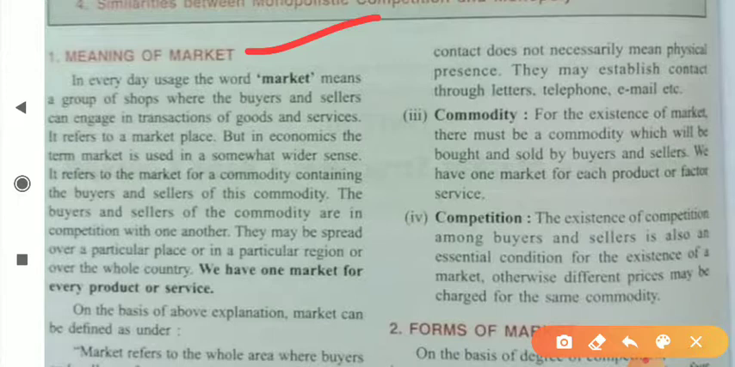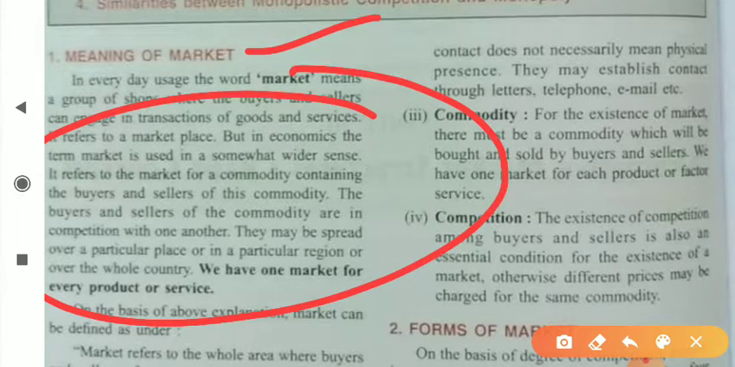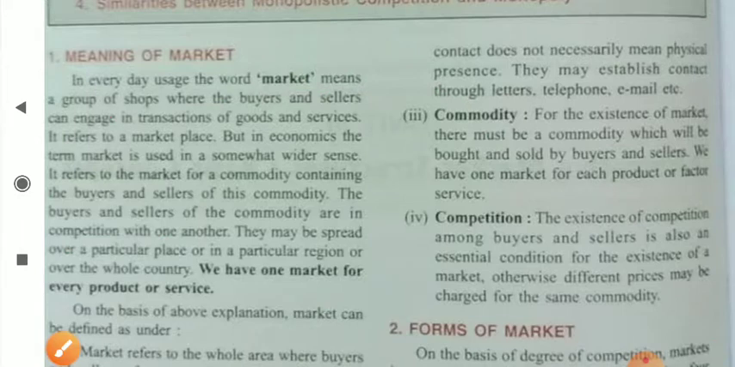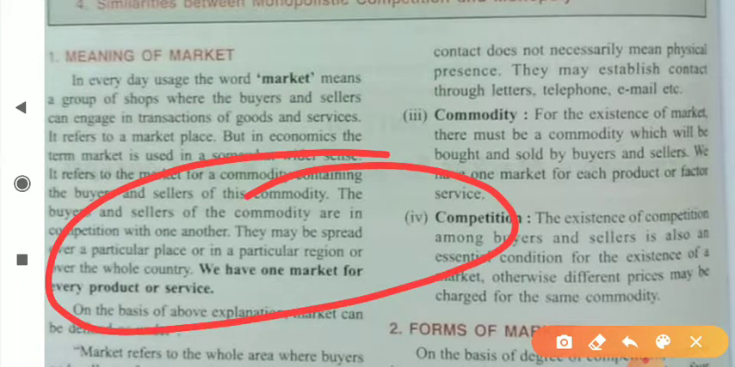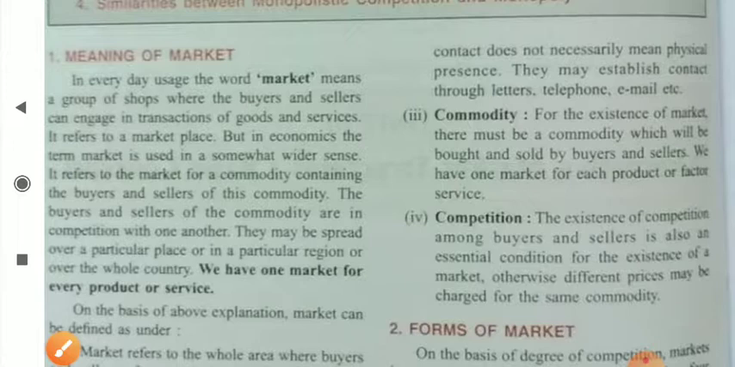So you can see it refers to the market for a commodity containing the buyers and sellers of this commodity. The buyers and sellers are in competition with each other. They may be spread over a particular place, a particular region, or over the whole country. Dear student, we have one market for every product and service.